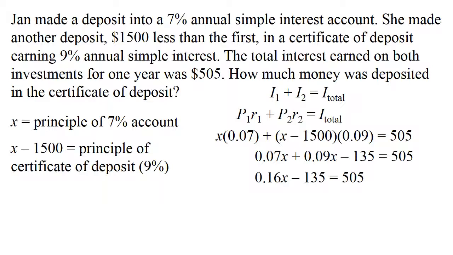And now we're just going to solve this equation like we have in the past. We're going to get rid of the constant, so we're going to add 135 to both sides.